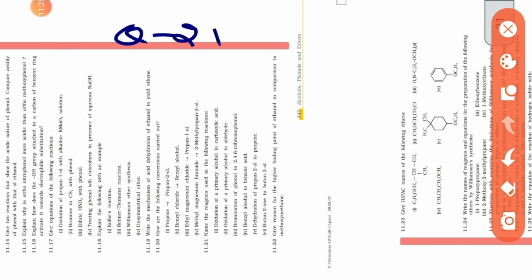Next one is here, question number 21. The 21st question is very easy. You have to just see the reagent over there. Oxidation of primary alcohol to carboxylic acid, I think you know very well. It's A part. K2Cr2O7 or KMnO4 you can write.